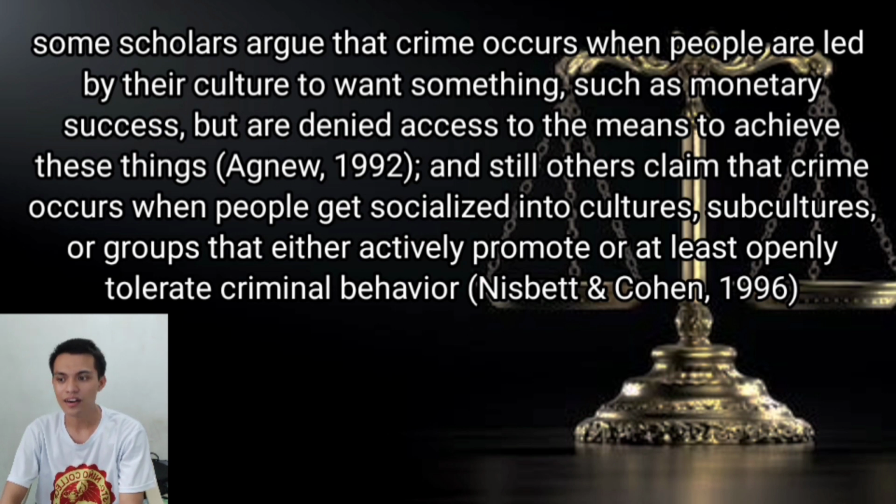1985. Some scholars argue that crime occurs when people are led by their culture to want something, such as monetary success, but are denied access to the means to achieve these things. Agnew, 1992. And still others claim that crime occurs when people get socialized into cultures, subcultures, or groups that either actively promote or less openly tolerate criminal behavior. Nibsley Cohen, 1996.